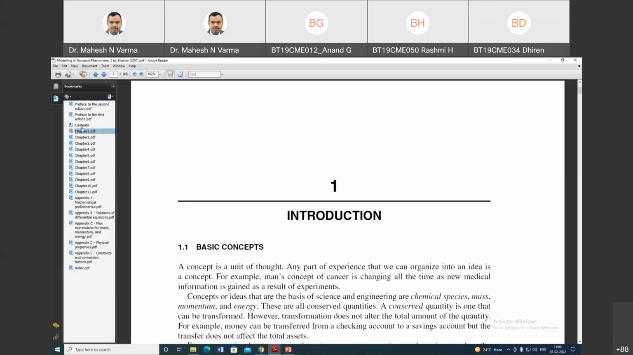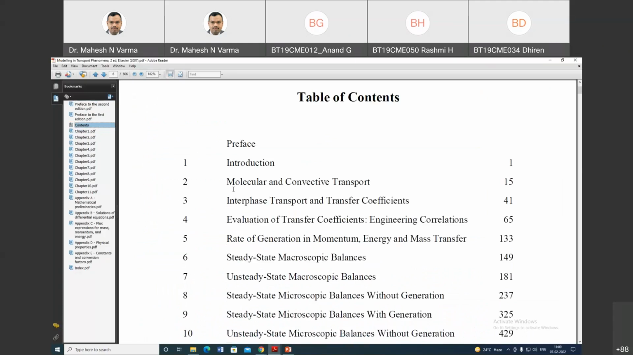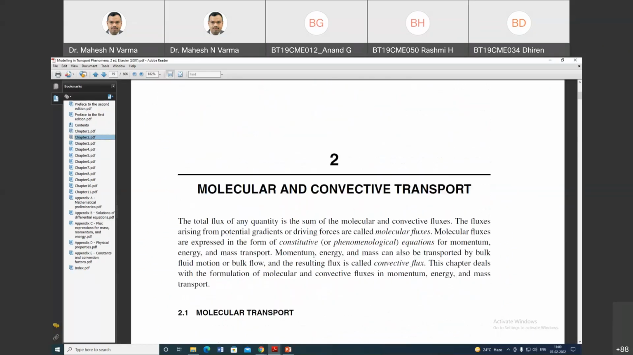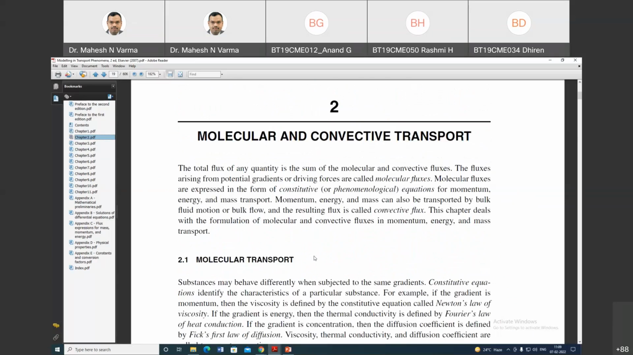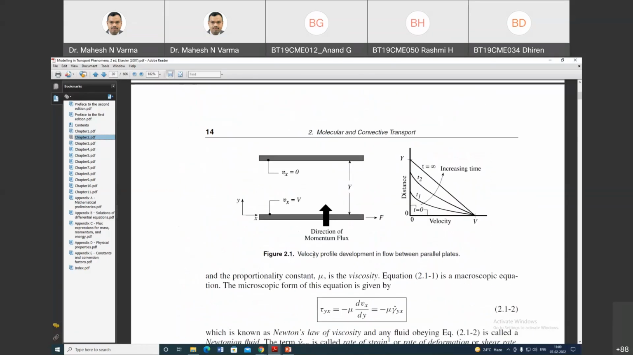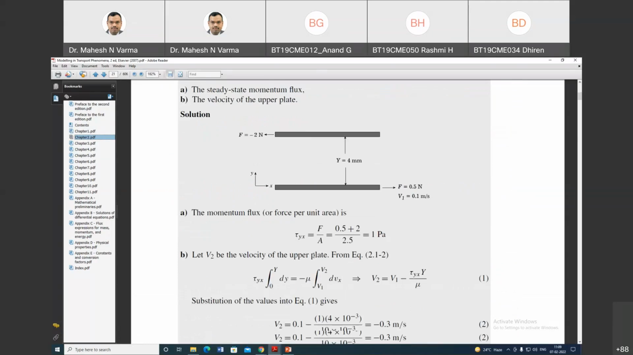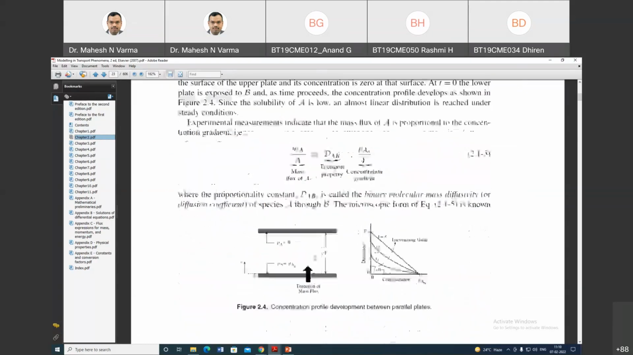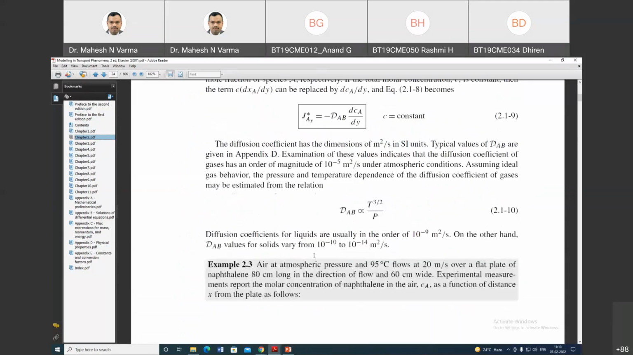Chapter number 1, content wise, I have not covered that much. From chapter number 2 we started: Newton's law of viscosity, then Fick's law of diffusion, then Fourier's law of heat conduction. As it is, I have covered from this book.